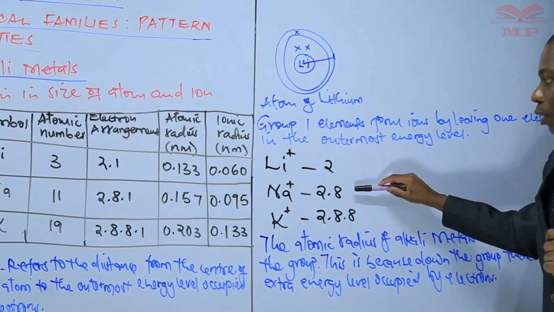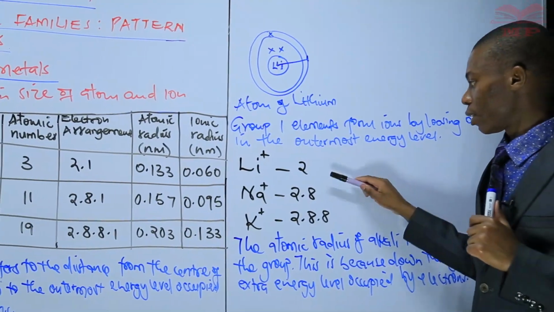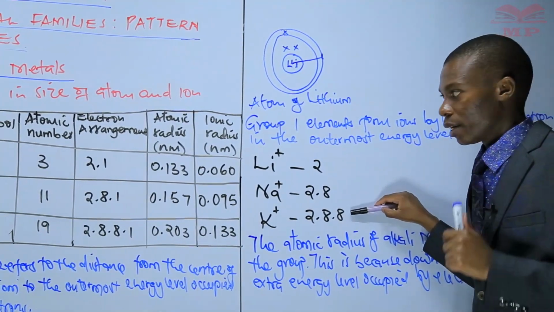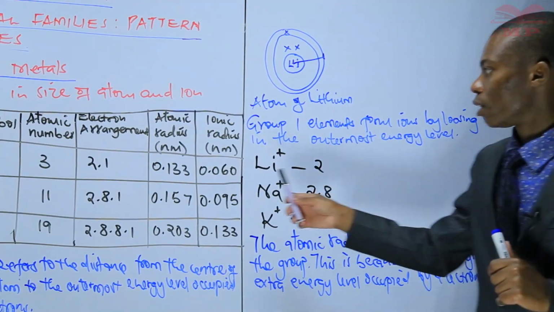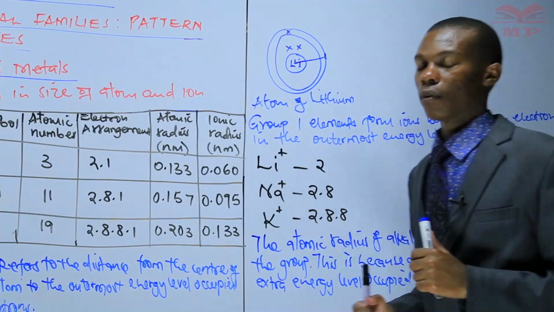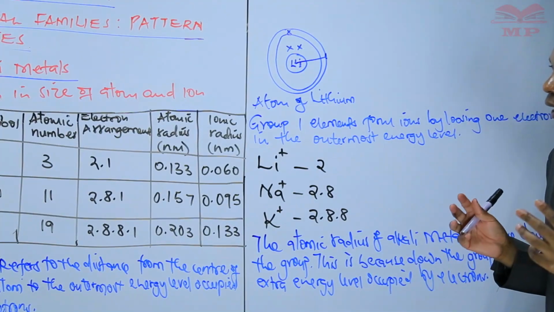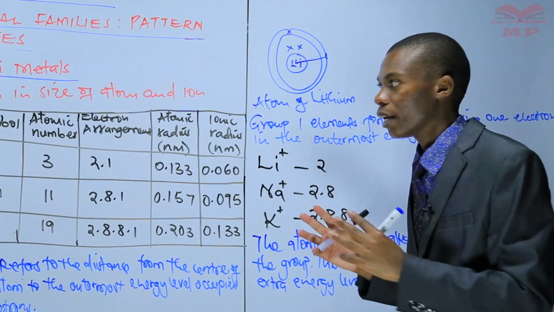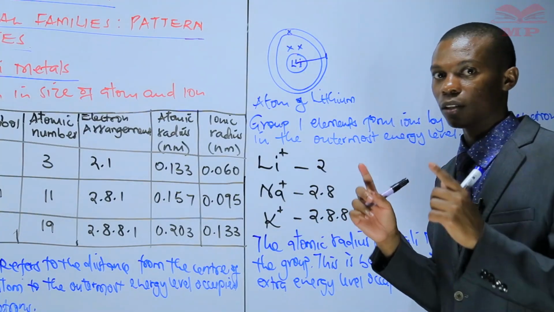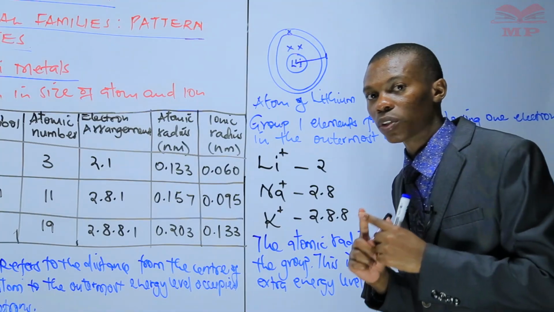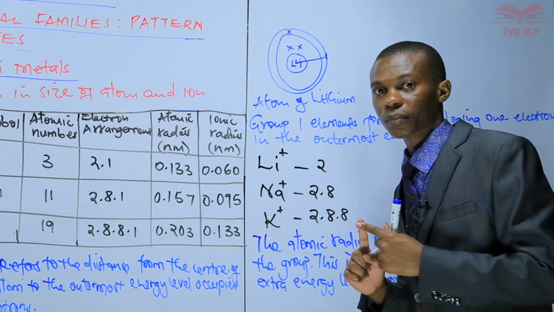Sodium, after losing one electron, has been left with two energy levels. Potassium, again, has been left with three energy levels. And initially, lithium had 2, sodium 3, potassium 4. So again, all three elements, each element has lost one electron from the outermost energy level.